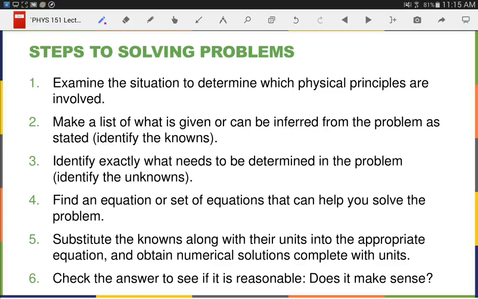Okay, step 3. Step 4. Find your equation or set of equations. If we look at this in terms of points, this here is 3 points on the test. This here is going to be 2 points. Find an equation or set of equations that can help you solve the problem. 5, substitute the knowns along with their units into the appropriate equation and obtain numerical solutions complete with units. That's another 2. And then the answer, check your answer to make sure it's reasonable and makes sense. That's 1. Where are the final 2 points that aren't shown here? The figure.